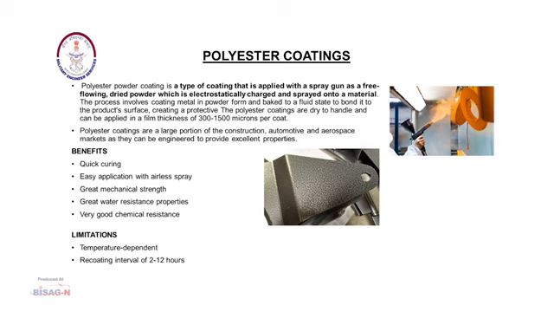Polyester coatings provide long term corrosion protection. It has very good resistance to water and moisture. The polyester coatings are dry to handle and can be applied in a film thickness of 300 to 1500 micron per coat. Polyester coatings are a large portion of the construction, automotive and aerospace markets as they can be engineered to provide excellent properties including mechanical impact, UV and chemical resistance, waterborne, high solid, low VOC and powder coatings.